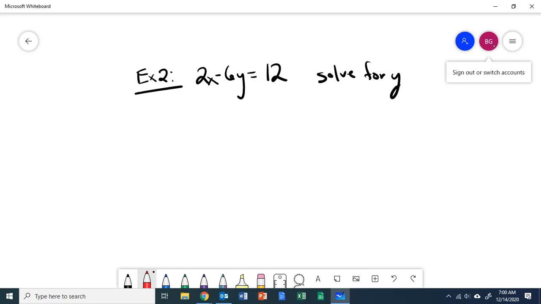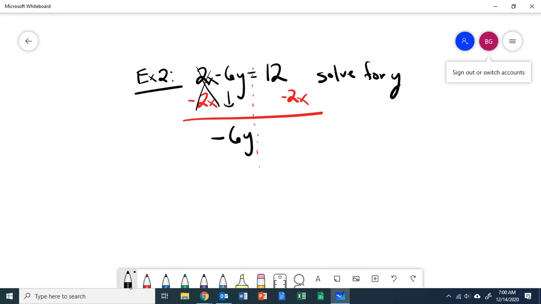Okay, so here we go. Let's draw our line down here. We need to get y by itself. So we've got to get rid of the 2x again. How do we get rid of a 2x here if it's a positive? Well, we minus 2x from both sides. Minus 2x. That leaves us with just that minus 6y here on the left-hand side because the 2x's cancel out.